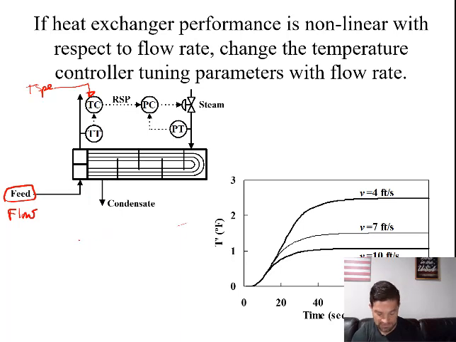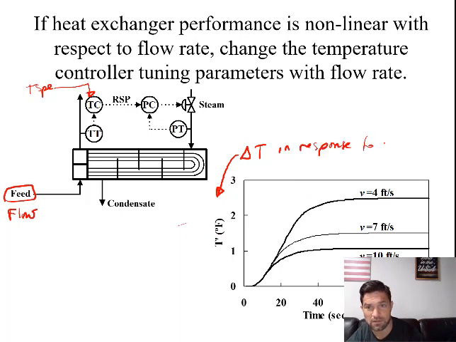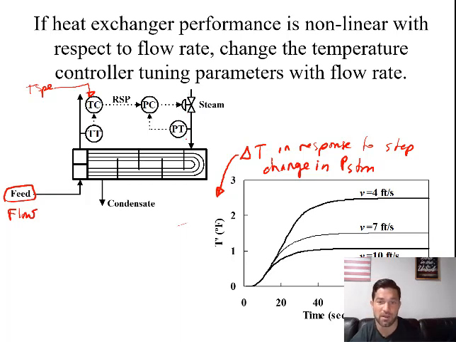If we look at the performance of the system, the y-axis is the change in temperature, delta T, in response to a step change in, for example, steam pressure. So a step change in P steam. We're manually changing the pressure or the valve position on the steam, and we're looking at how the process responds.